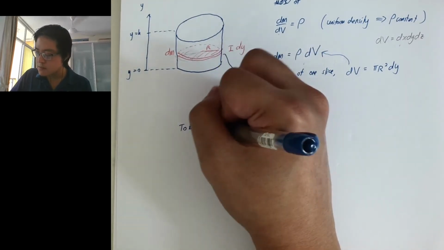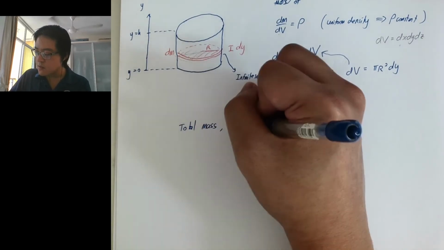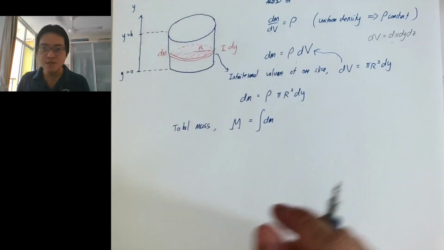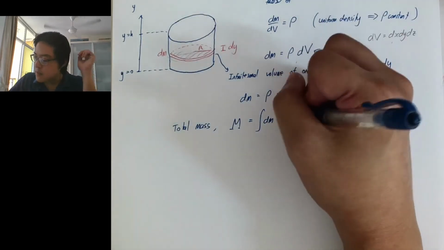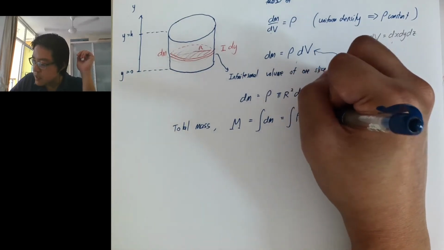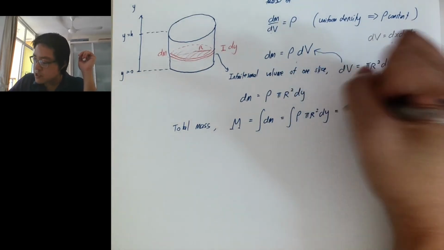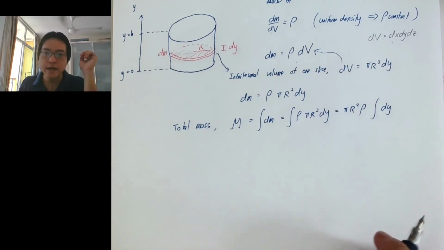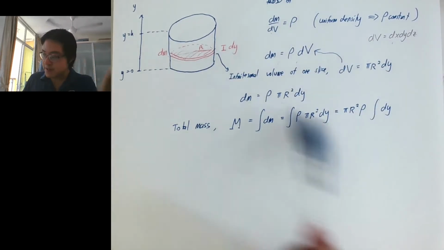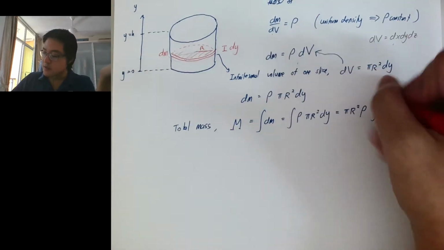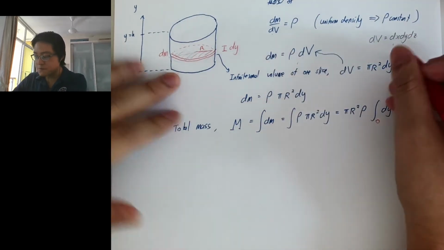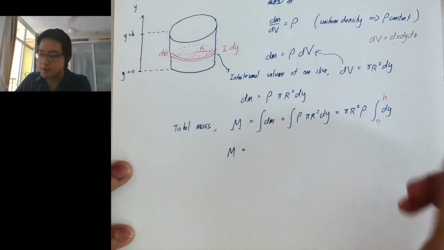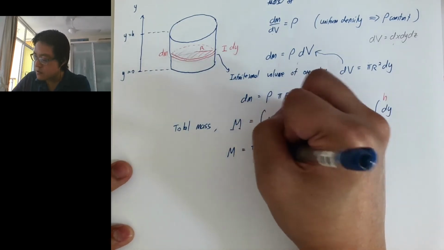Okay, so now I can get my total mass. So we are practicing calculus. Total mass is big M. The big M is obtained by integrating over the whole disk, so I sum up to get the total mass. This is the integral of rho pi r square dy. Rearranging, I put the constants outside, pi r square rho, and then I'm just integrating dy, from y equals 0 to h. The bottom one is position 0, the top one is position h. Then what you end up with is pi r square rho times h.